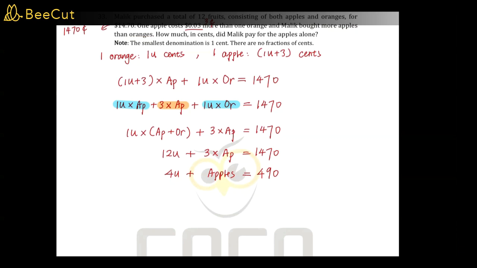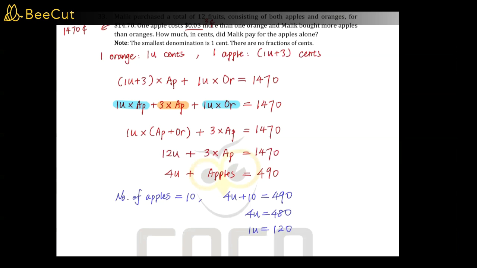Right, and then we have to make sure the 4 units, this 1U is a whole number. So the first time it works is when number of apples equals to 10. Right, then 4U plus 10 equals to 490. 4U equals to 480, so 1U is 120. Okay. So means there are 10 apples and 2 oranges.